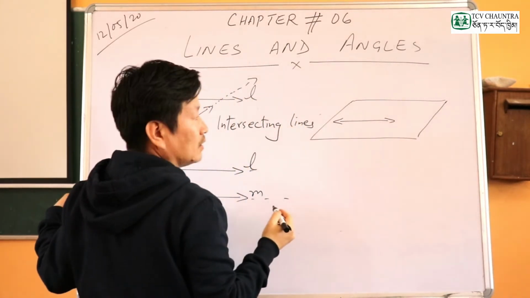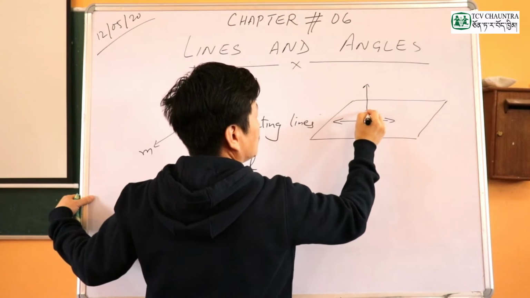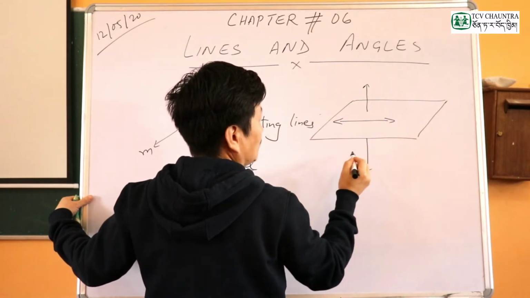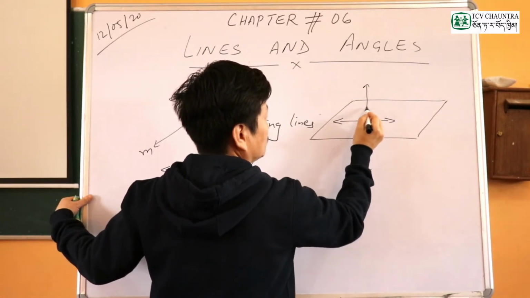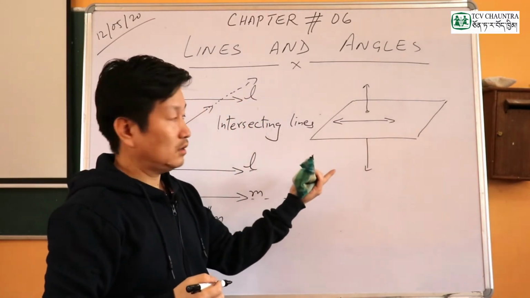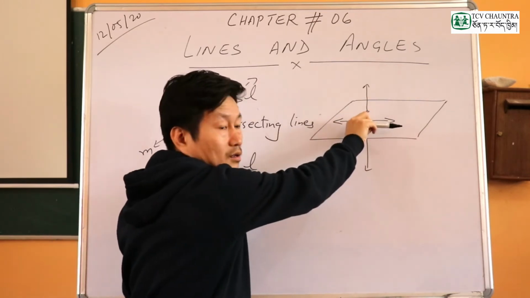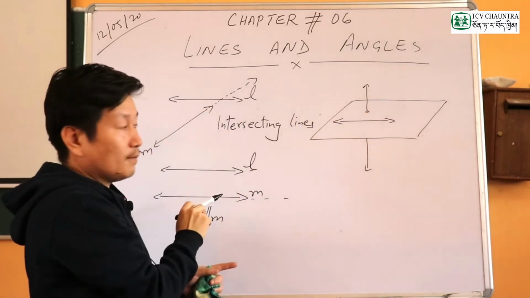Lines in a plane: intersecting lines, parallel lines. Two more cases remain, only two more. Did this do the parallel and intersecting?